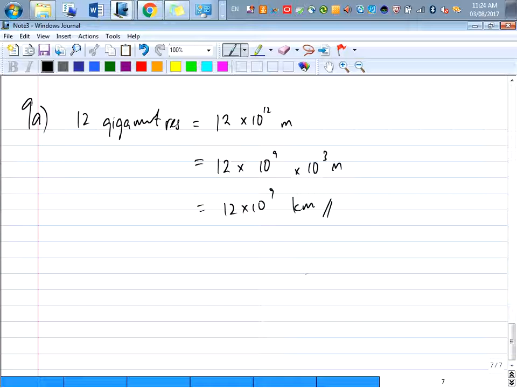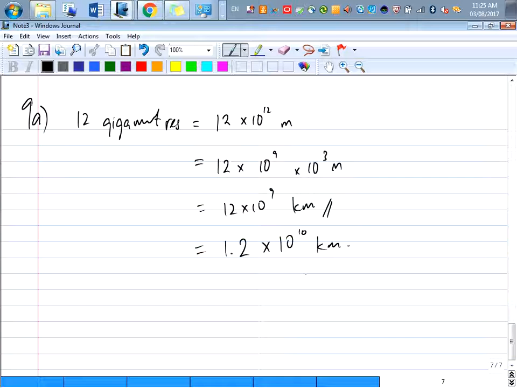I can't hear you, Zheng Hong. Did it say standard form? No, they didn't say standard form, so you don't have to, but you can do that. Okay? Or you can change the giga to... What is 10 to the power of 12? Tera, is it? Change the giga to tera. Okay, then you'll be fine.